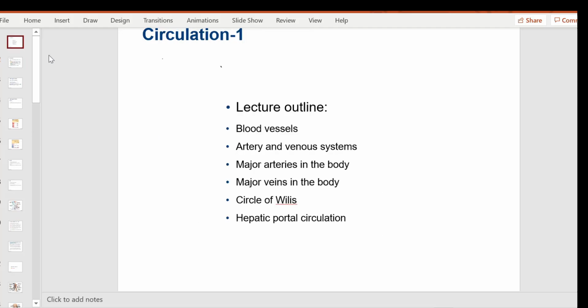So, hello everybody. Today we'll talk about the major arteries in the body. You know that three types of blood vessels are present in the body: the arteries, the veins, and the capillaries. So, the arteries are the blood vessels that take the blood away from the heart.